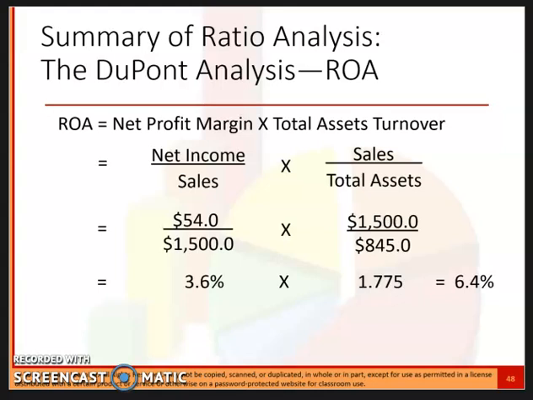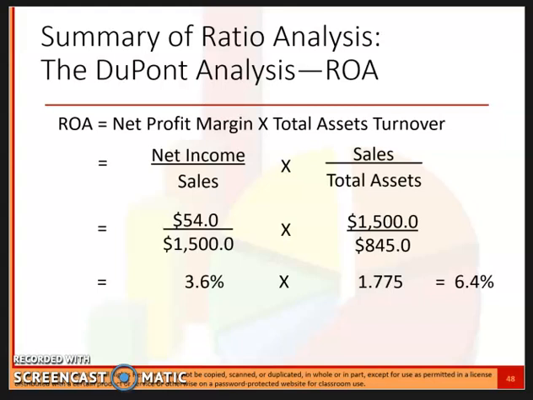Okay, so we're starting with DuPont analysis. DuPont analysis breaks down the profitability ratios into their components. In this case, ROA, or return on assets. You recall that ROA is net income divided by total assets.